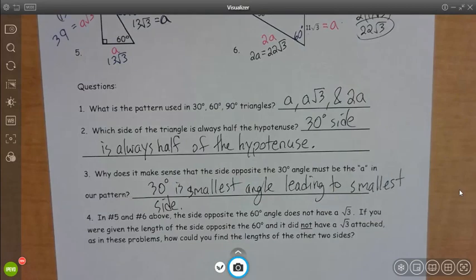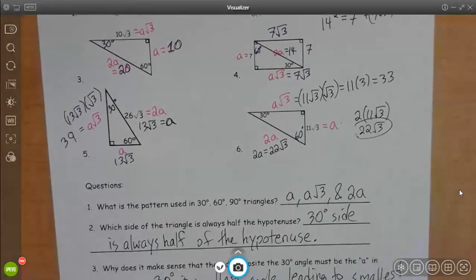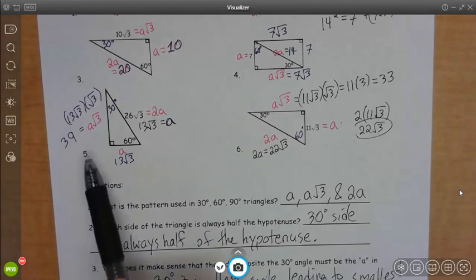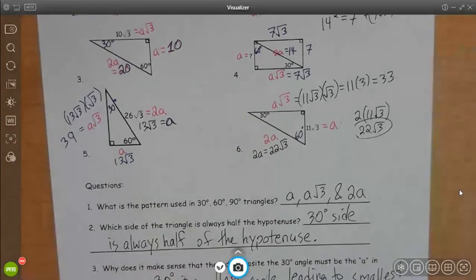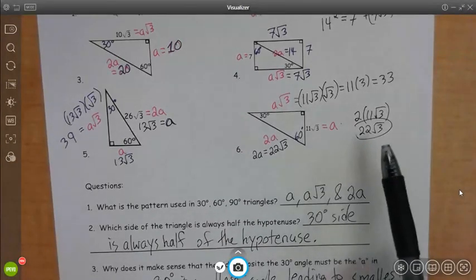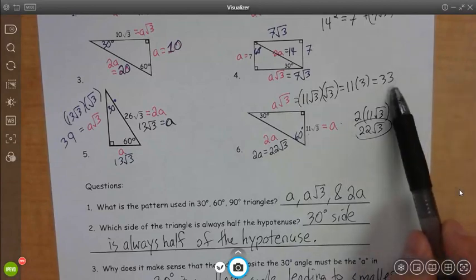So we've already kind of answered number 4. In number 5 and 6 above, the side opposite 60 does not have a root 3. If you were given the length of the side opposite 60 and did not have root 3 attached in these problems, how could you find the lengths of the other 2 sides? The easy way to think of it is, in 5 and 6, we know, for instance, 39, A root 3. We're basically just solving for A so that we can figure out what A is. Like here, we know that 33 is that one.